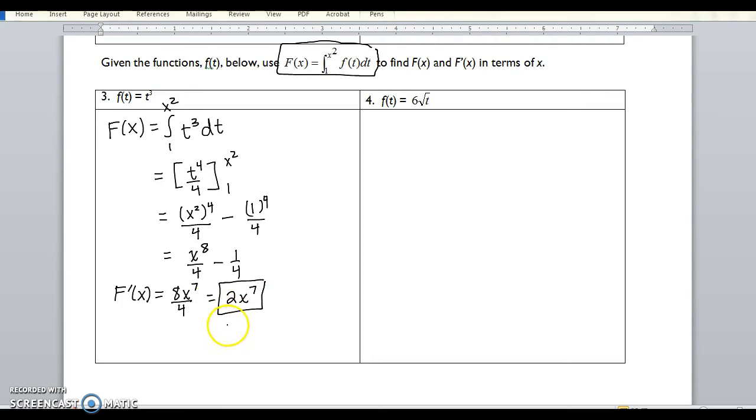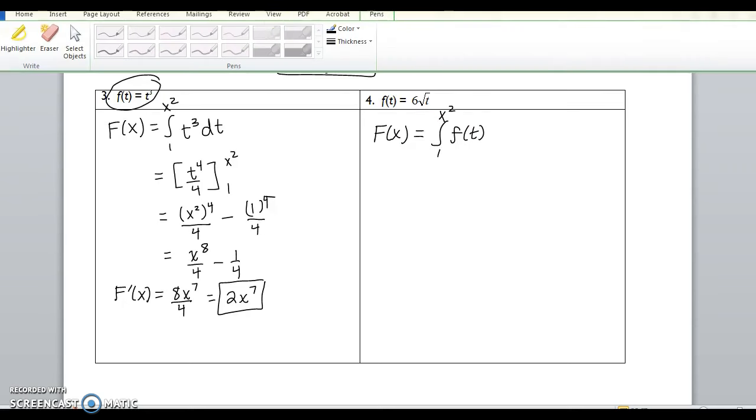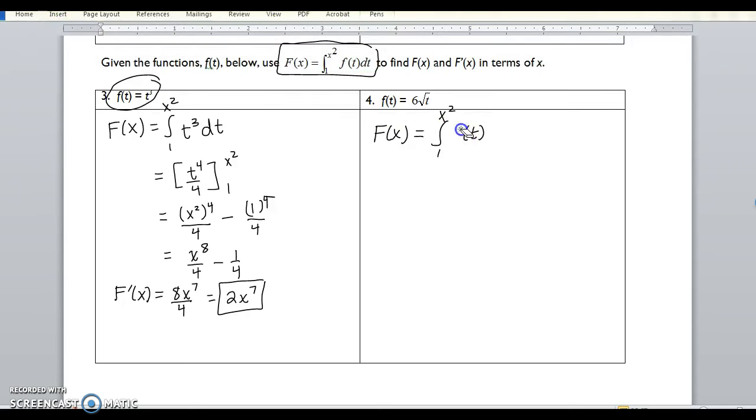So you'll notice in this case, this is not the same thing that we started with, t cubed. So it doesn't seem to work in this case like it did in examples 1 and 2. Let's try to look at another example and see if the same thing happens or if we notice anything else. So we're going to do the integral from 1 to x squared of f of t dt. Oops, sorry, we want to go ahead and actually plug in what the f of t is.